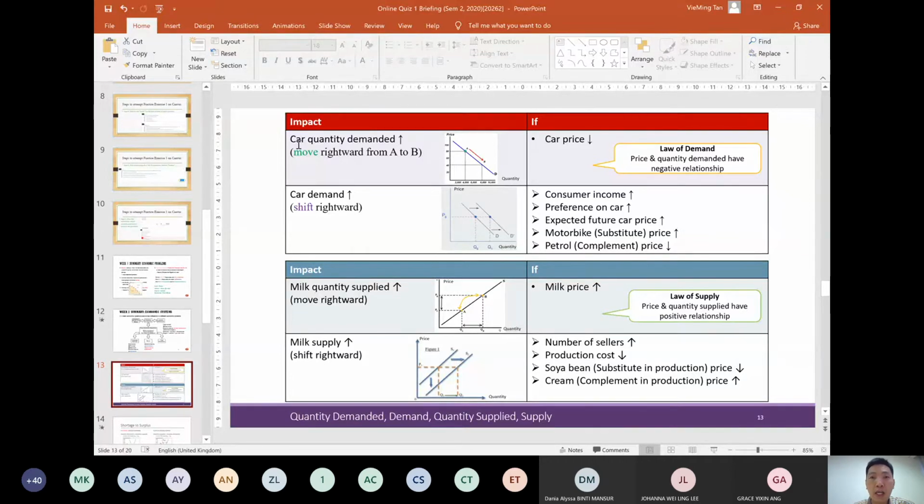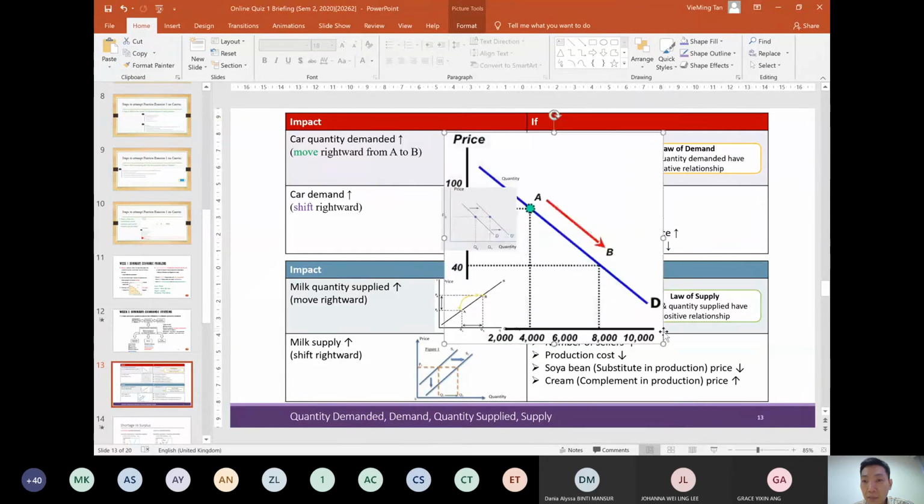In this case, I use a car as the example. Let's say now the car price reduces from 80 to 40. Then you may find that the quantity demanded will increase from 4,000 to 8,000. So this involves the movement along the demand curve, or we call it a change in quantity demanded. So far so good.